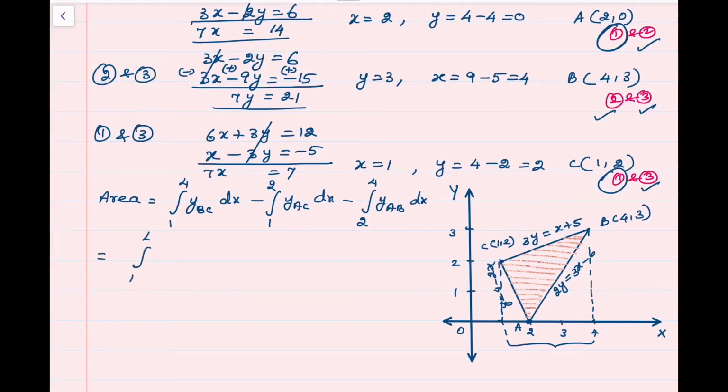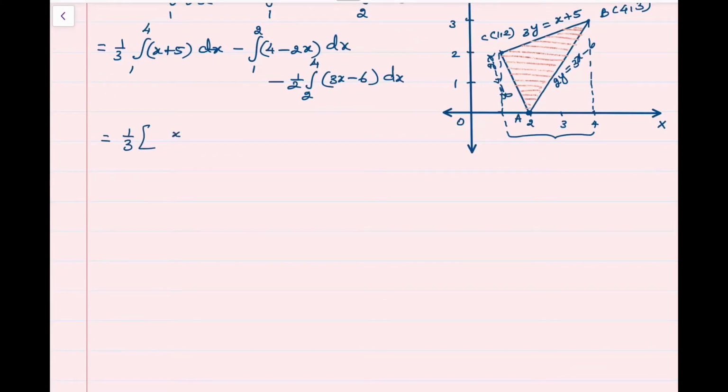Integral 1 to 4, BC line equation is (x plus 5) divided by 3 dx, minus integral 1 to 2 of AC equation, which is 4 minus 2x dx, minus integral 2 to 4 of, from the AB line, y is (3x minus 6) divided by 2 dx.